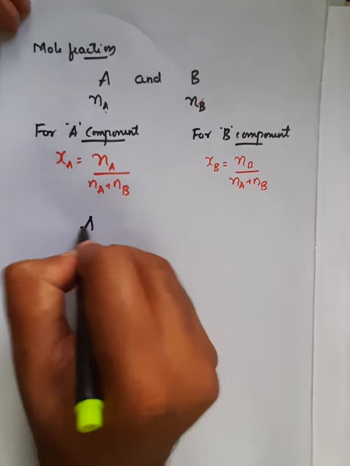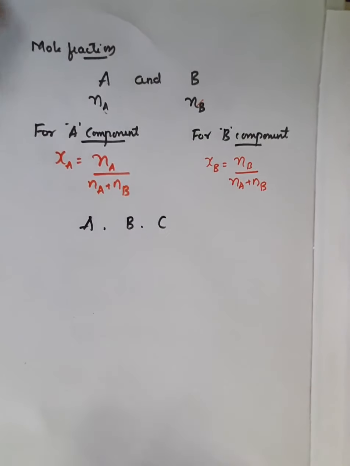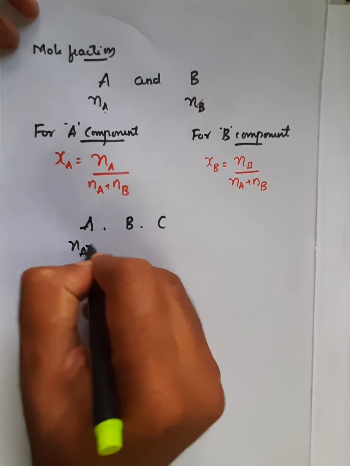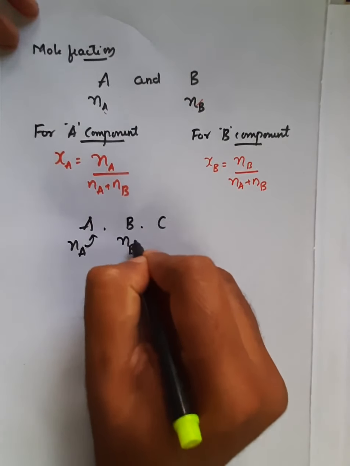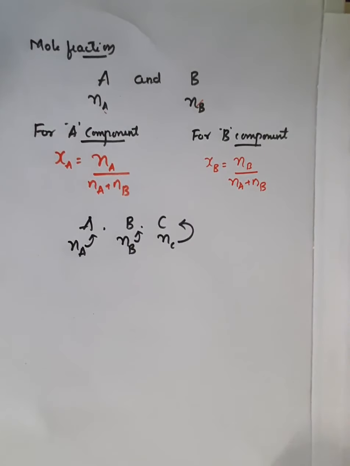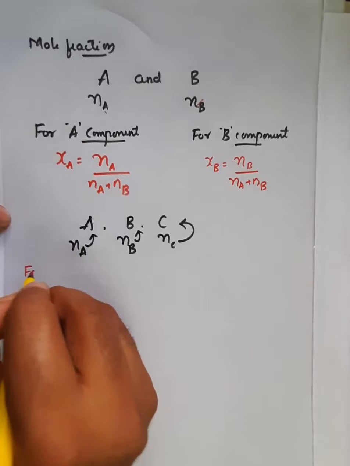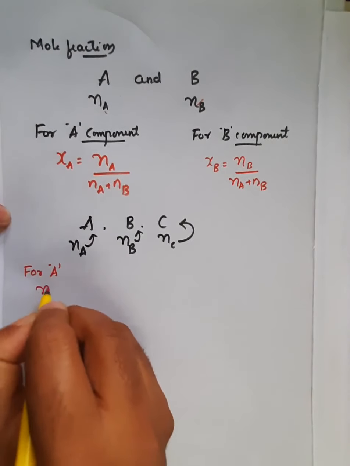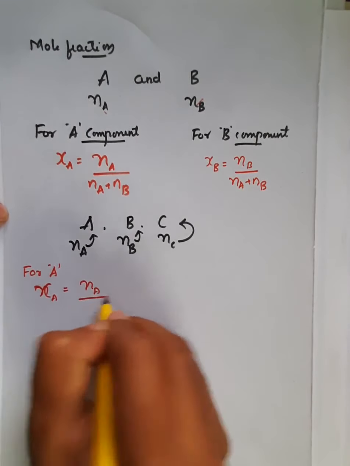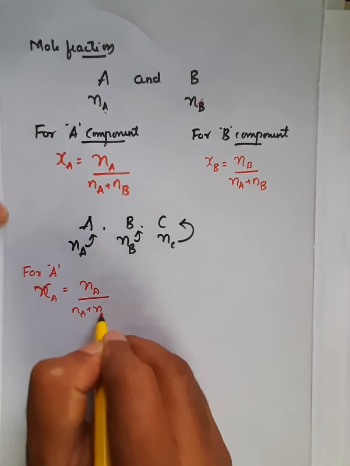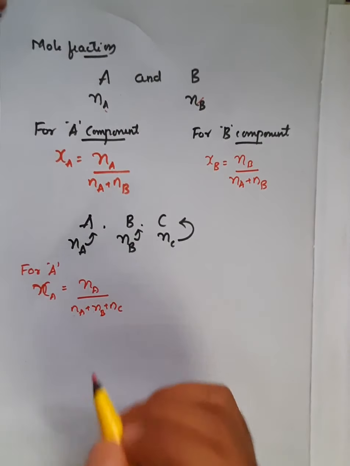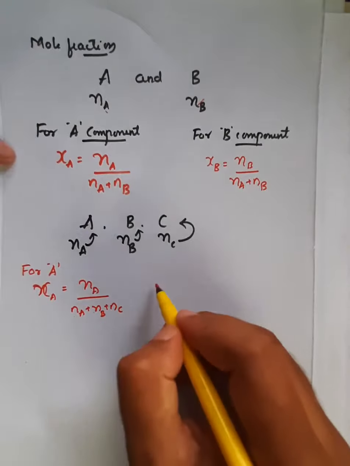For example, if there are three different components A, B and C, say nA is the number of moles present in A, nB is the number present in B, and nC is the number present in C. So for component A, xA is equal to nA divided by nA plus nB plus nC. You have to add all three components in the denominator, that is, divide by the total number of moles.